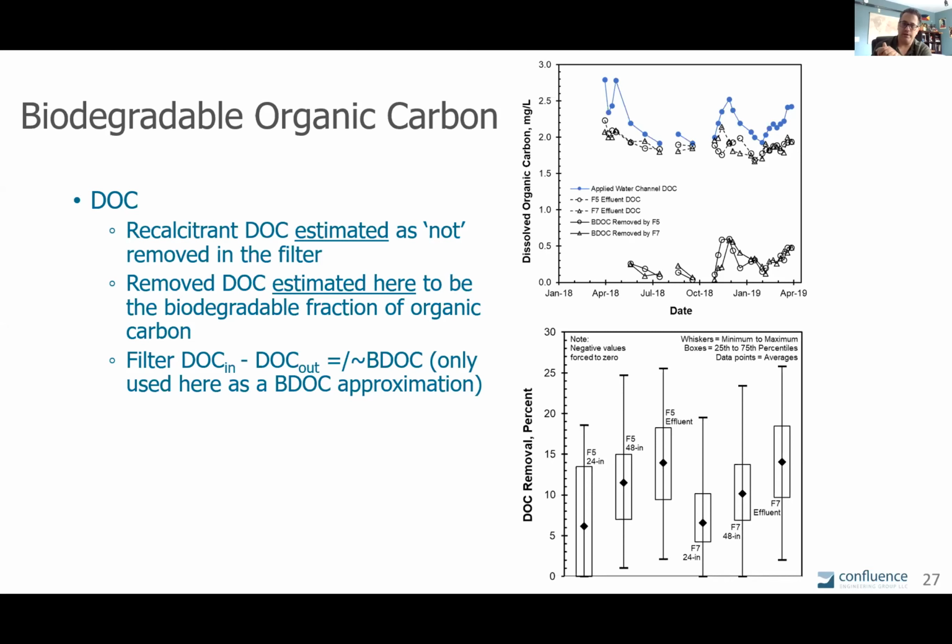The bottom box and whiskers show DOC being removed at different levels of the filter. So we're seeing about equal removal of DOC through the different depth levels. The first three bars to the left are for filter 5, the second three bars are filter 7. You'll see about 5% removal in the first depth, 24-inch, another 5% removal up to a little bit more than 10% going to the 48-inch, and by the effluent of the filter, we get about a 15% removal total. So about 5, 5, and 5% as we move through the filter. So anyway, that's what that one is showing.